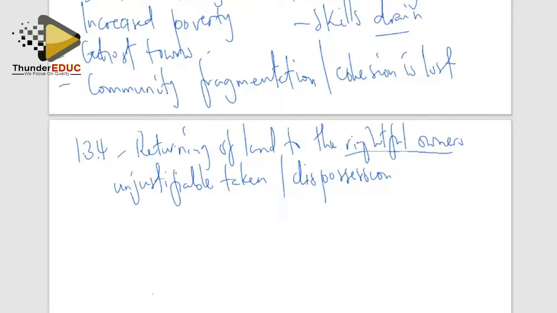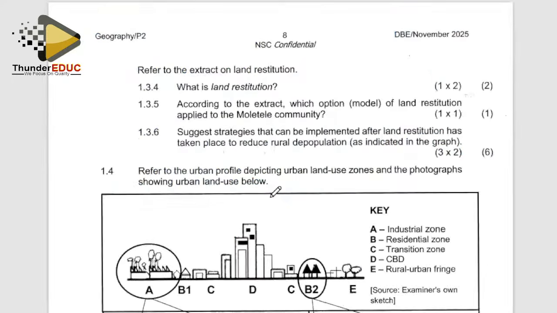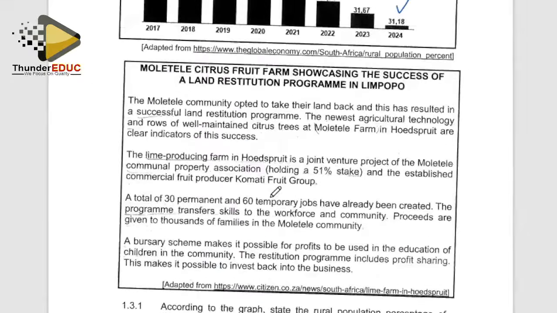We move on to the next question. The next question is saying, according to the extract, which option or model of land restitution applied to the Moletele community? Which option applied? Let's look. It says, Moletele community opted to take their land back, and this has resulted in a successful land restitution program.